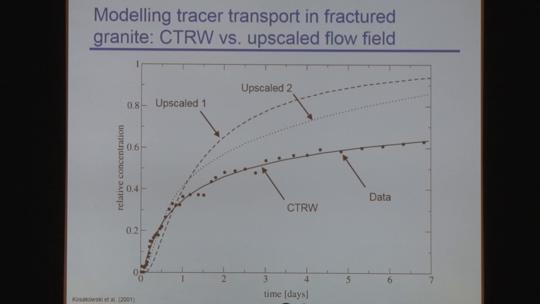What this approach does is it allows us to model, for example, single phase flow in fractured geological formations. This is data from a tracer test that was done in fractured basement rocks in Switzerland, concentration against time. If you use continuous time random walks, you get a very nice fit of the data. If you try different upscaling methods, in this example, you overpredict the breakthrough quite dramatically.